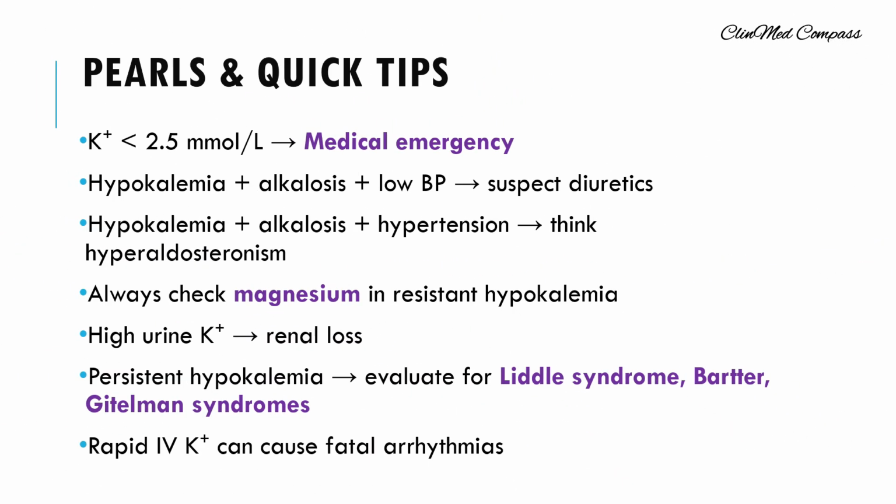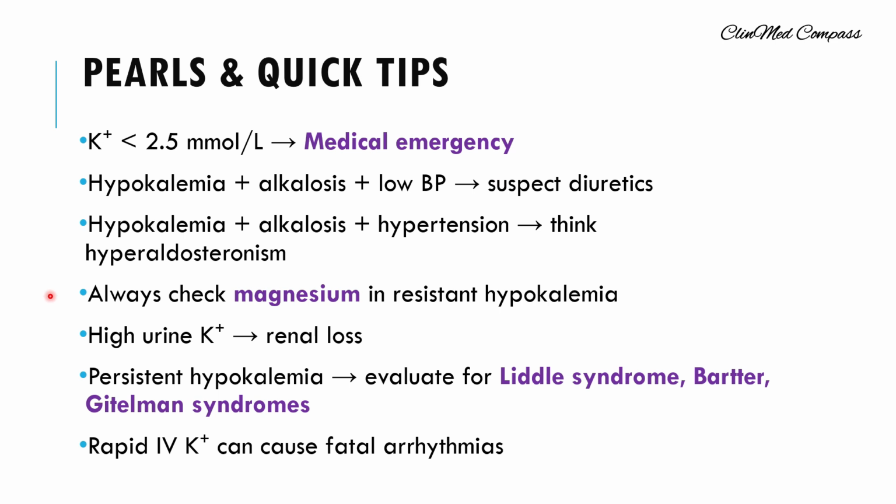Quick facts to remember about hypokalemia. Remember that hypokalemia is serum potassium less than 3.5 millimoles per liter. If it is less than 2.5 millimoles per liter, it indicates a medical emergency. Hypokalemia plus alkalosis with a low blood pressure, you suspect diuretics as the cause. Hypokalemia with alkalosis with hypertension, you think of hyperaldosteronism as the cause.